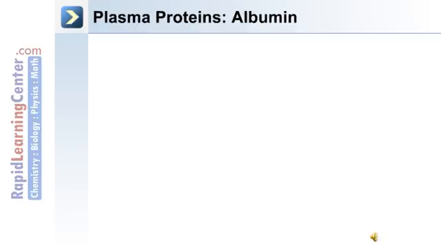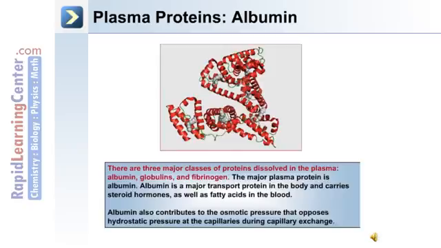Let's discuss each of the three groups of proteins in plasma, beginning with albumin. The three major classes of proteins dissolved in the plasma include albumin, globulins, and fibrinogen. The major plasma protein is albumin. It's a major transport protein and it carries steroid hormones as well as fatty acids in the blood. Albumin also contributes to the osmotic pressure of blood, and this opposes the hydrostatic pressure at the capillaries during capillary exchange.